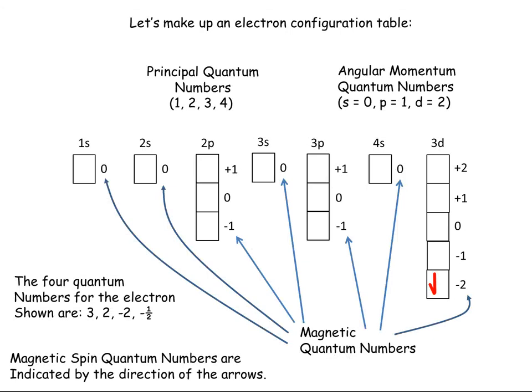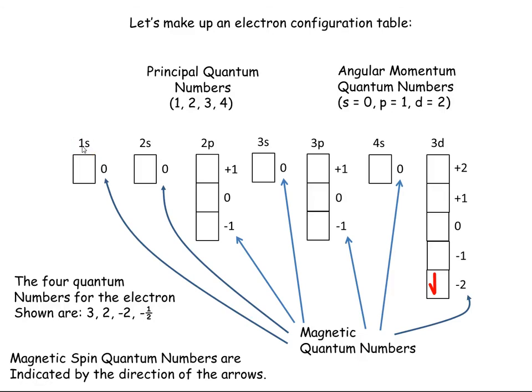Now, using the 4 principal quantum numbers, we are going to develop an electron configuration table. Okay? We're going to work through principal quantum numbers 1, 2, 3, and 4. And we're going to go up to angular momentum numbers 0, 1, and 2. So, here's how it goes. Principal quantum number 1.